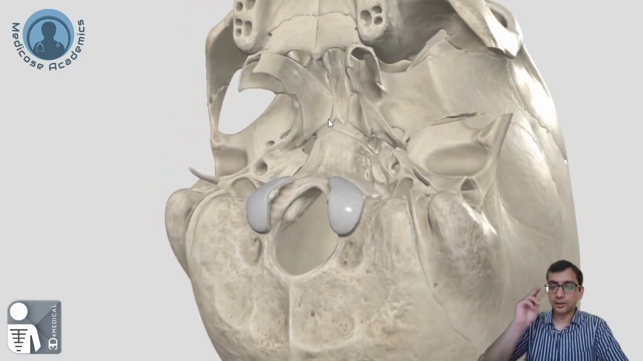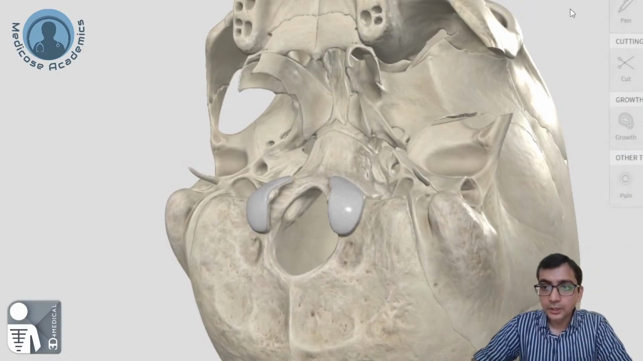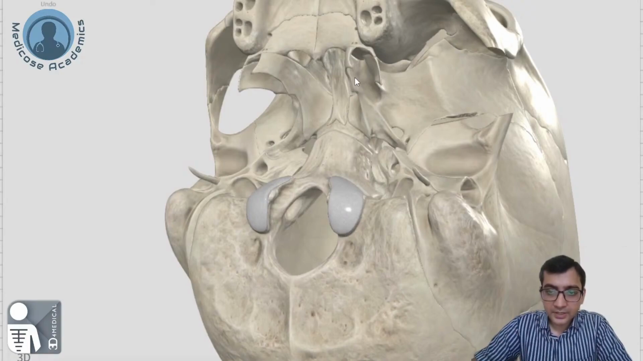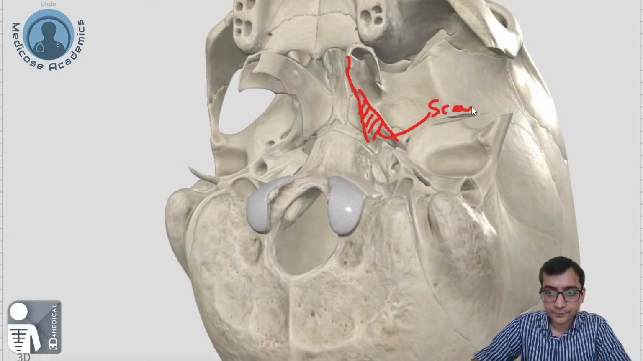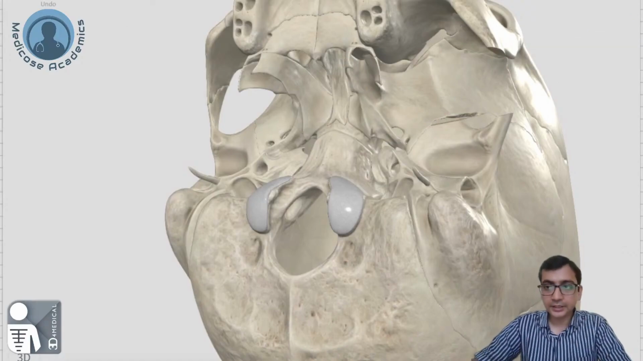Students ask me what is the difference between the pterygoid fossa and the scaphoid fossa. Here the space present between the two plates is the pterygoid fossa, but if we trace the medial pterygoid plate up, it divides into two parts right here. The space between these two is the scaphoid fossa, and the one present here is the pterygoid fossa. So these are the fossae that are present here.